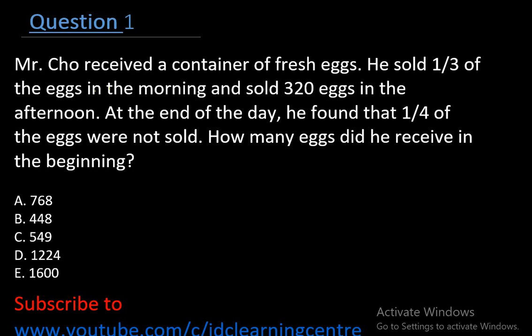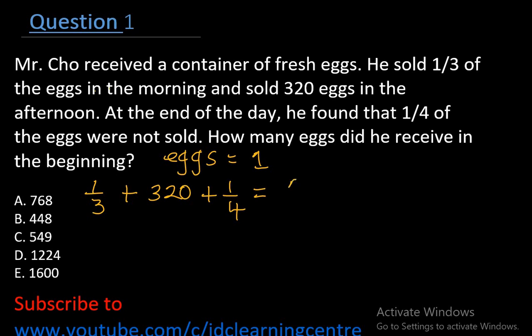In fractions, everything is always represented by 1, isn't it? So let's say at the beginning, the total number of eggs Mr. Cho received is equal to 1. Now, he sold 1/3 of the eggs in the morning, plus he sold 320 eggs in the afternoon, and at the end of the day, he found out that 1/4 is still remaining. So if you add what he sold, which is 1/3 in the morning plus the quantity he sold in the afternoon, and what is left, add up everything, it will give you the total number of eggs, which is represented by 1, which he got in the beginning, isn't it?